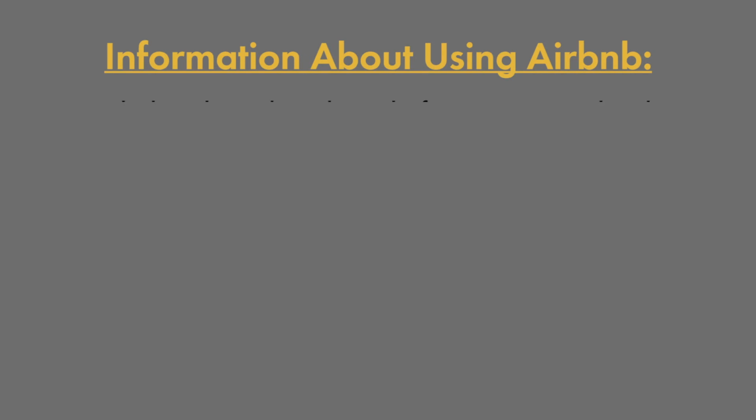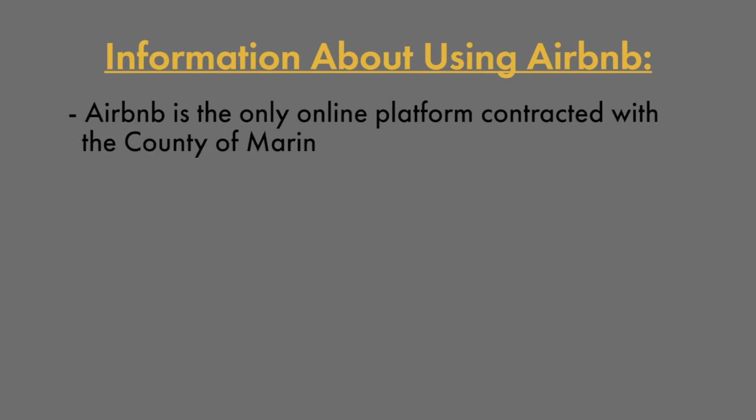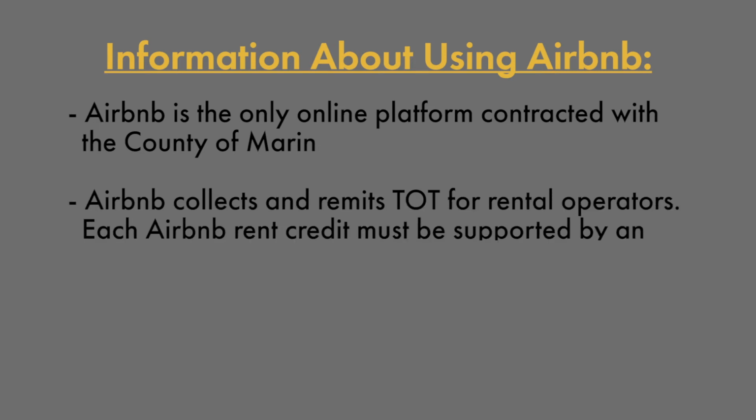The County of Marin is not contracted with any other online platform besides Airbnb. Airbnb collects and remits transient occupancy tax for rental operators. Each Airbnb rent credit must be supported by an Airbnb gross earnings report. Also, please be sure to review the occupancy tax column of the report each month to ensure the taxes are being collected at the appropriate tax rate. If not, notify Airbnb's tax department immediately.